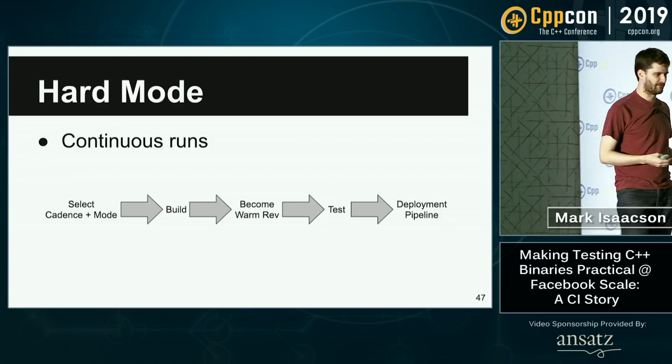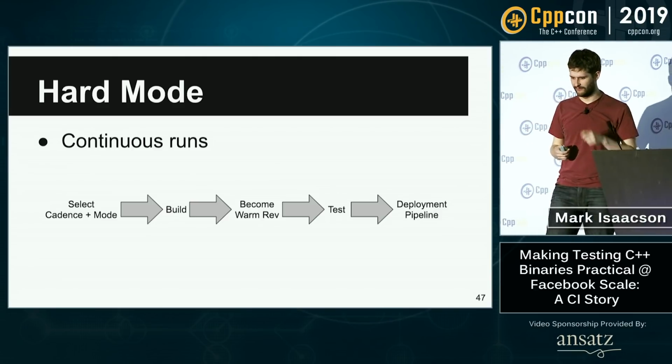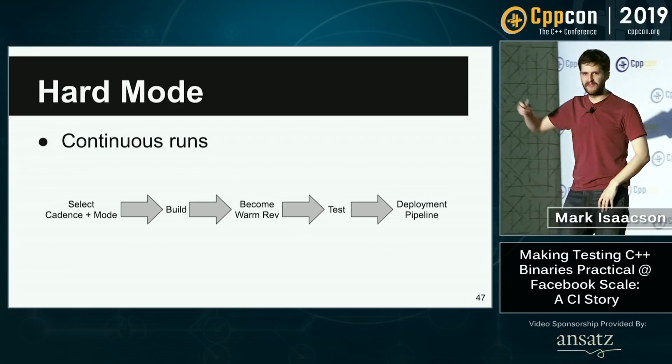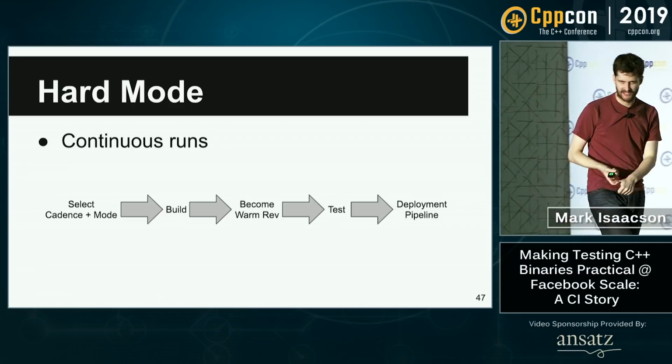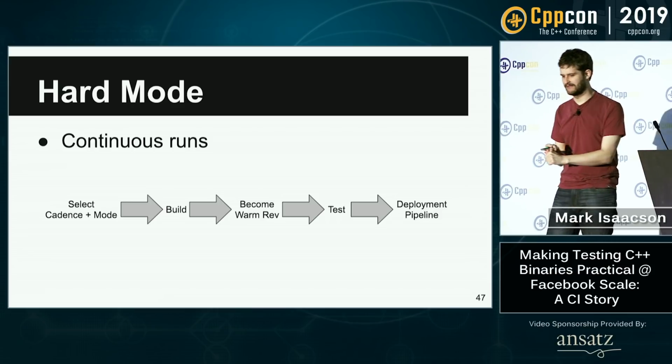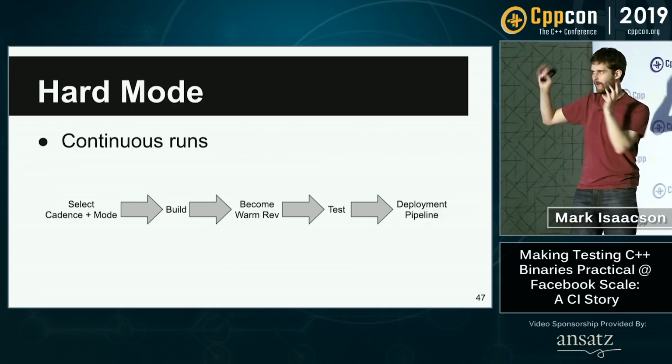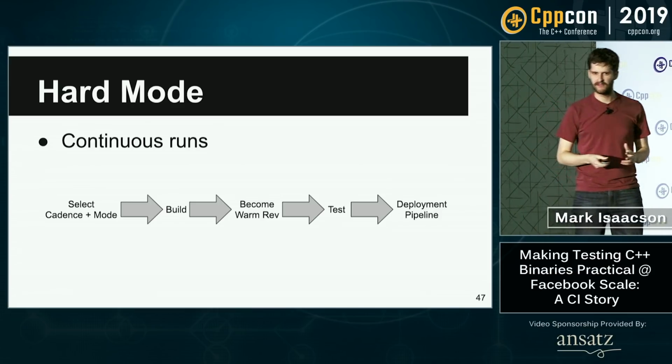Nicely, that becomes the warm revision, and the jobs cooperate with each other. You're running the tests, and then there's a deployment pipeline. Maybe you're shadowing production traffic. Maybe you're running expensive things like end-to-end tests. But this is what we're working with here. Where can we find savings?